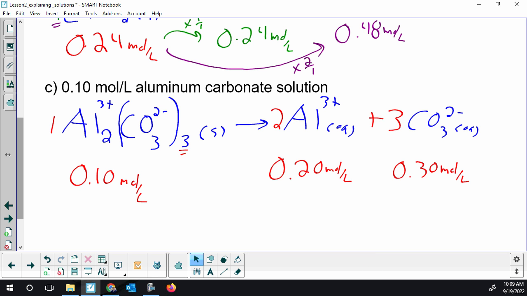Okay. So now we want to practice this. We've learned about dissociation. Ionization is next, followed by Arrhenius acids and Arrhenius bases.